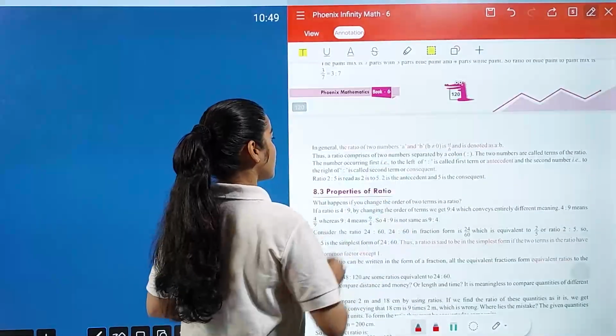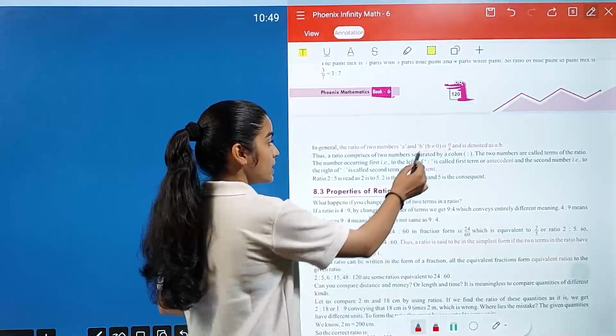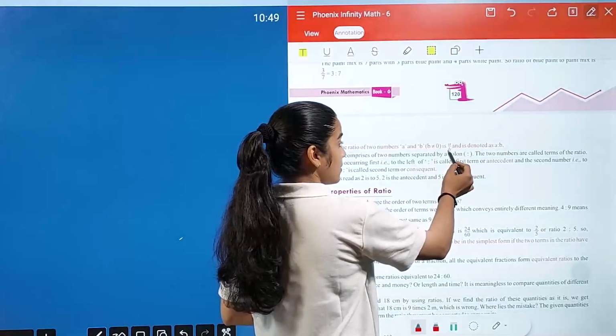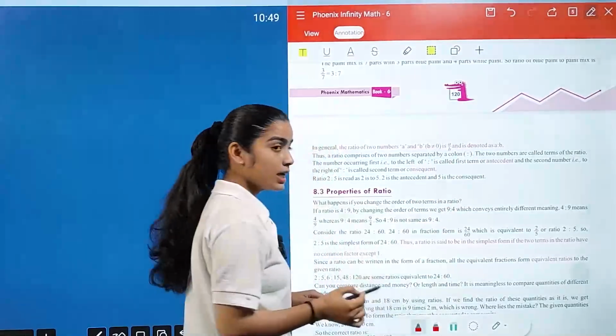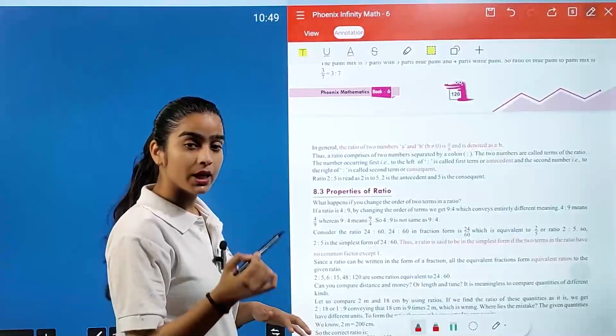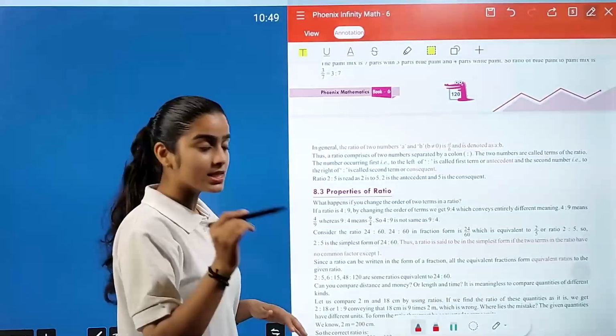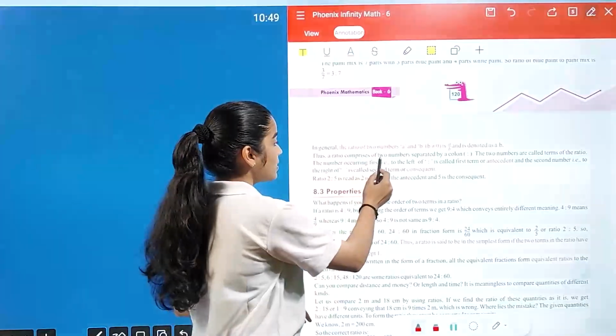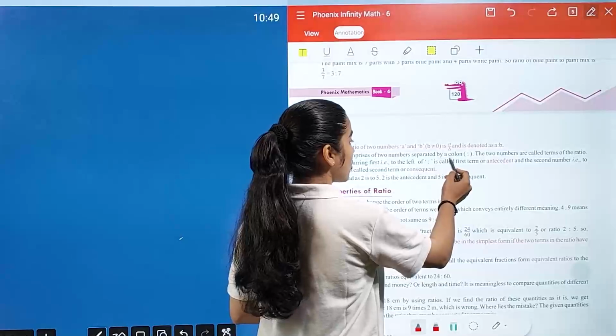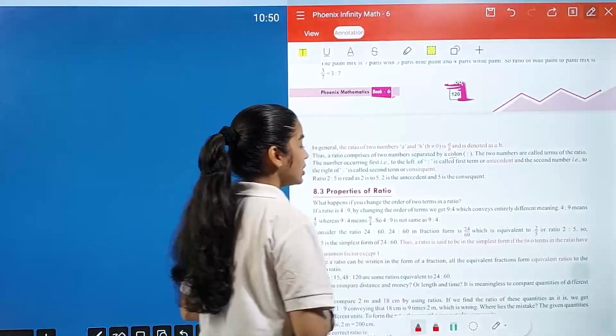So first the numerator 3 is to 1 is your ratio. In general, the ratio of two numbers A and B, where B is never equal to 0, is A by B and it is denoted as A is to B. How do we read this ratio? A is to B. The sign denotes "is to". Thus a ratio is a comparison of two numbers separated by a colon. The two numbers are called the terms of the ratio.